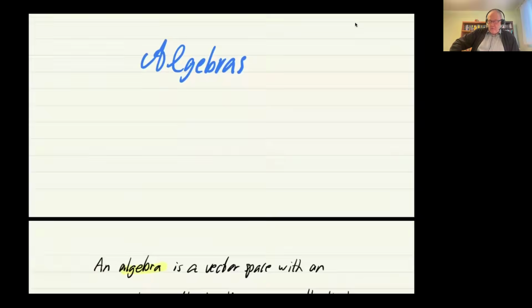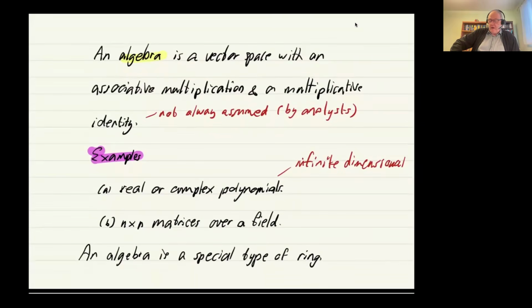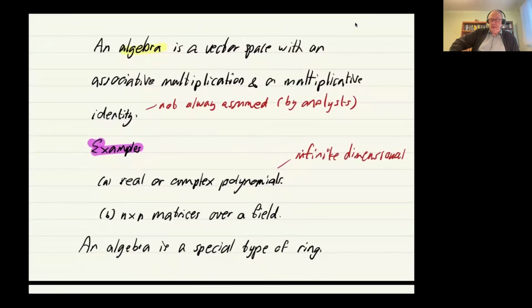And so I'm going to talk a bit about that. So an algebra is a vector space for us with an associative multiplication and a multiplicative identity. Now, the analysts don't always insist on having a multiplicative identity for reasons which are good for them. But I will always be assuming that an algebra has an identity. And so a subalgebra will contain an identity, and a homomorphism between subalgebras will map the identity of one to the identity of the other.